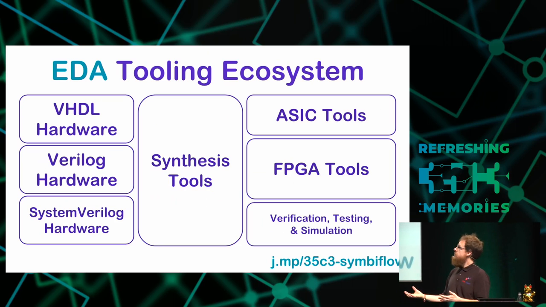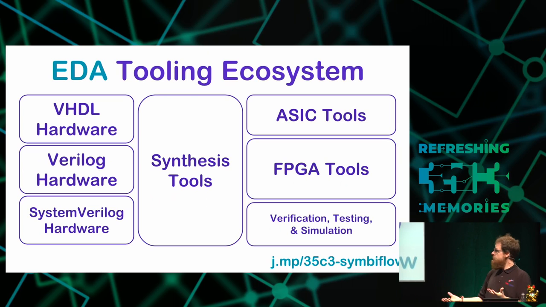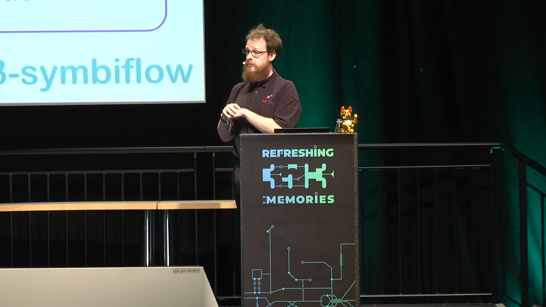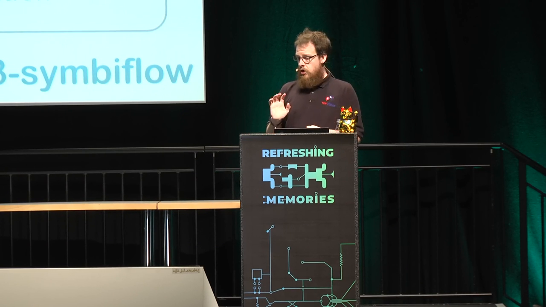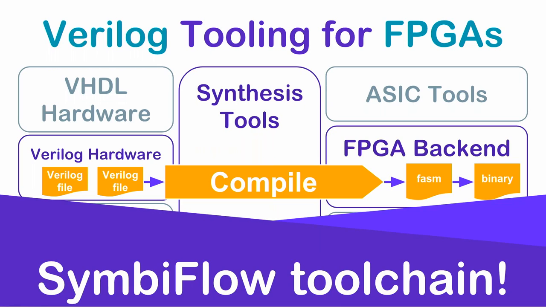So we can parallel this in the EDA tooling ecosystem. You have your description of your hardware in a language like VHDL, Verilog, or SystemVerilog. Then you have synthesis tools, which take that and convert it into digital logic. And then you have a backend-specific part that converts it into, if you're doing ASICs, an image that you make a chip out of, and in FPGAs, into a bit file that you load into your FPGA. And so SymbiFlow is currently Verilog tooling for taking Verilog and generating that binary or bit file that goes onto your FPGA, end to end. This is the SymbiFlow toolchain.